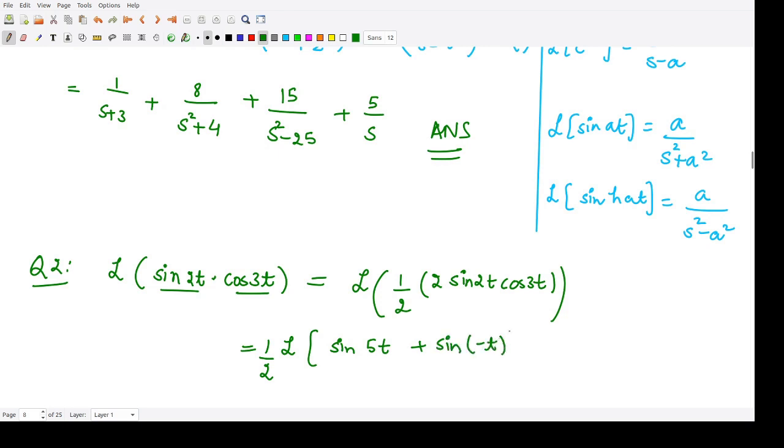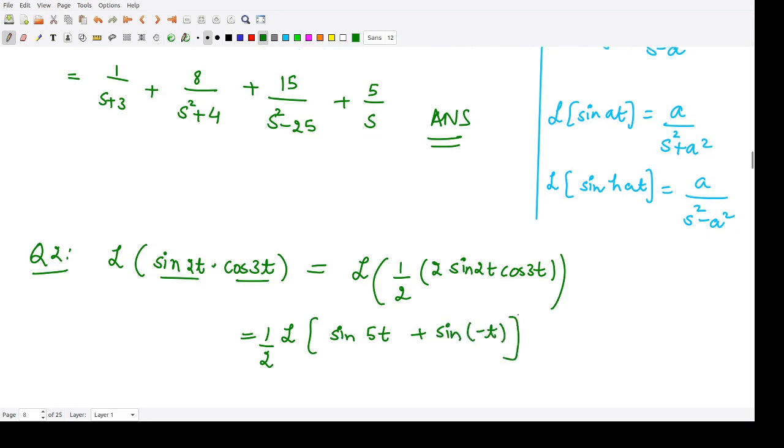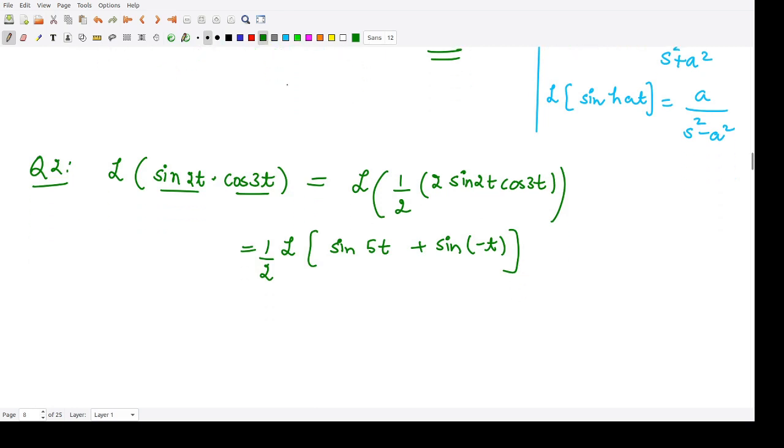So this would be the formula after applying the result. The result is simply that 2 sine a cos b is equivalent to sine(a plus b) plus sine(a minus b). So this is the result. After applying this result, we can again separate out the terms.